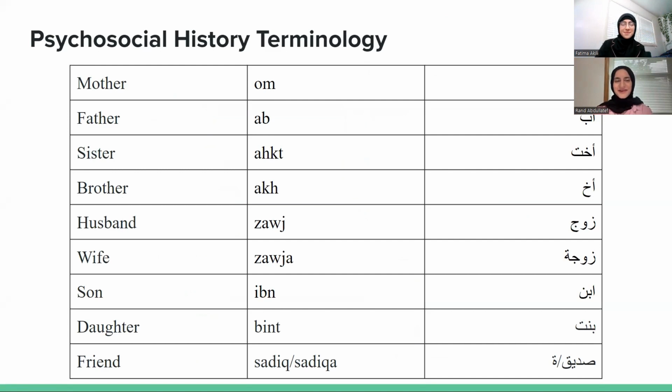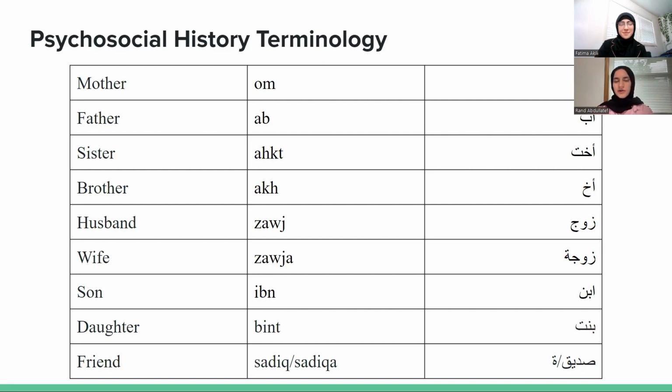Okay, so starting off with some basic terminology. This table just has some basic family members. Over on the left side, we have the English, and then in the middle column how it would be pronounced using English letters, and furthest to the right is the column using Arabic. Feel free to repeat after me. I'll just go one row at a time.